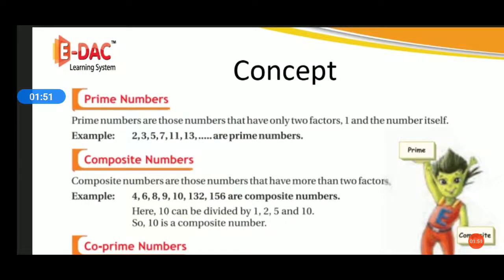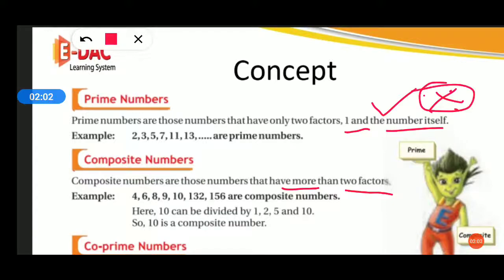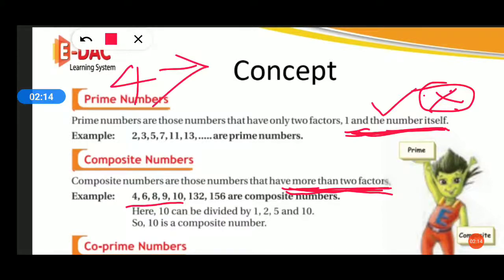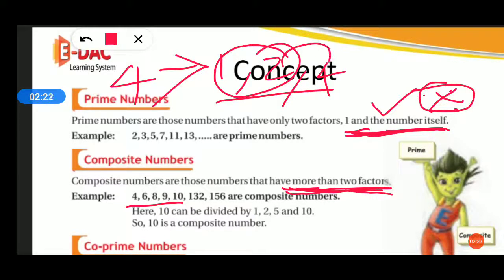Now we will see what is a composite number. Composite numbers are those numbers that have more than 2 factors. Understood students? This is the main keyword. A prime number should have only 1 and the number itself. In a composite number, it should have more than 2 factors. See here, 4, 6, 8. For 4, what are all the factors we have? 1, 2, 4, that's all. It has more than 2 factors, so it is a composite number.